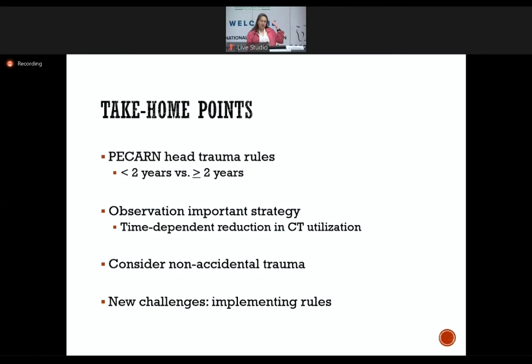Non-accidental trauma should always be in the back of your head as an emergency provider. Does the story make sense? Is the mechanism consistent with what I'm seeing here? And the challenge that we face with all new evidence is how do we get it into practice? We know these rules, we talk about it in conferences. How do we remember it when the patient is in front of us, and how do we get it to impact our care? Because we see that translation takes time.